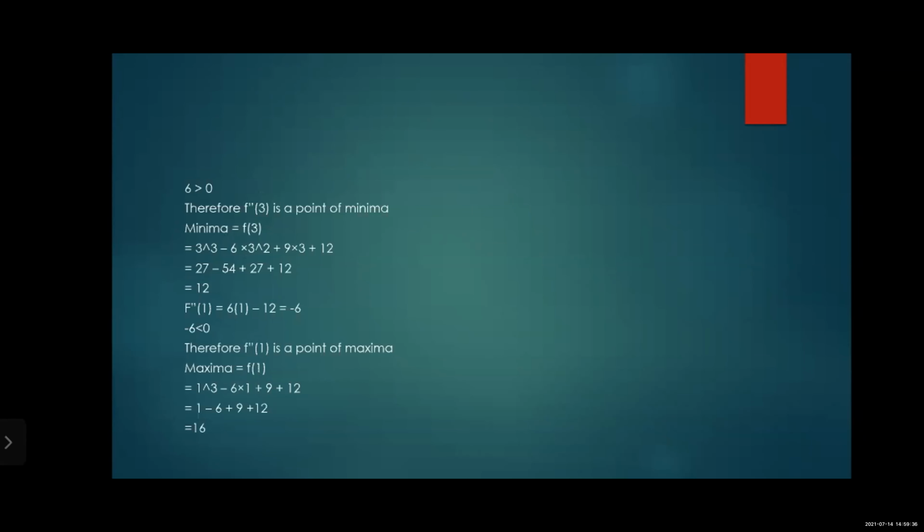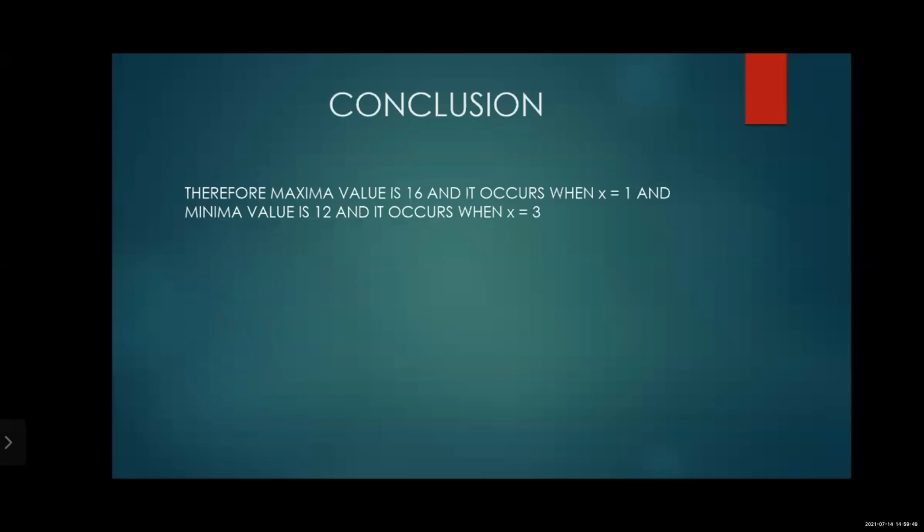So when we substitute 1 in f of x, we get 1 cubed minus 6 into 1 squared plus 9 into 1 plus 12. That is equal to 16. So from this, we can understand that the maximum value is 16 and it occurs when x is equal to 1, and the minimum value is 12 and it occurs when x is equal to 3. That's all from me. Thank you.